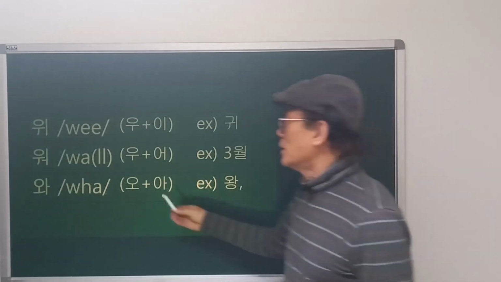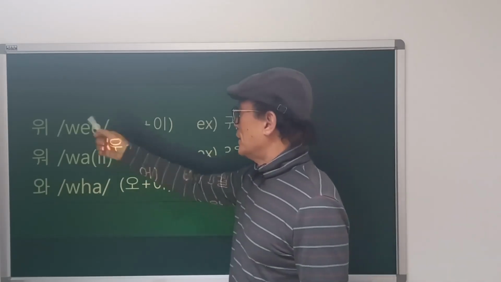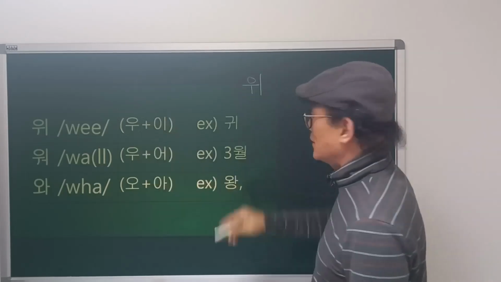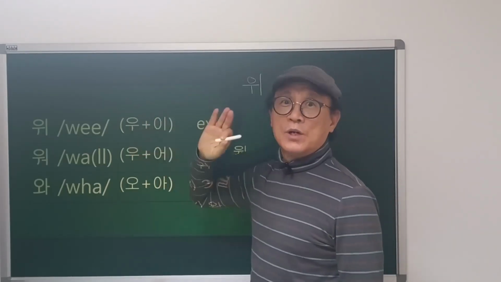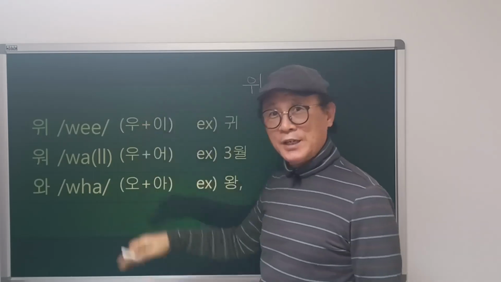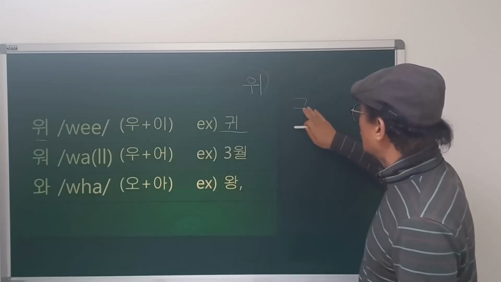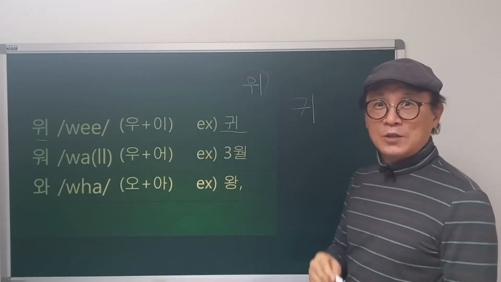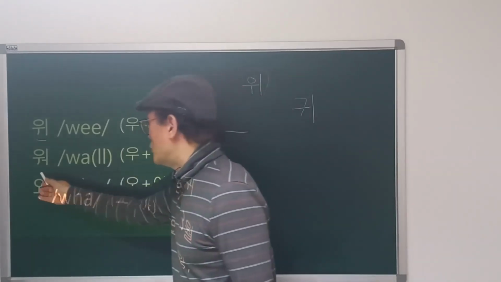For example, this one, wi. This vowel is combined like U plus I. The circle disappeared. So the sound will be wi. So in short, wi. For example, this is the syllable 구, 그, and then this will be 귀, ear.